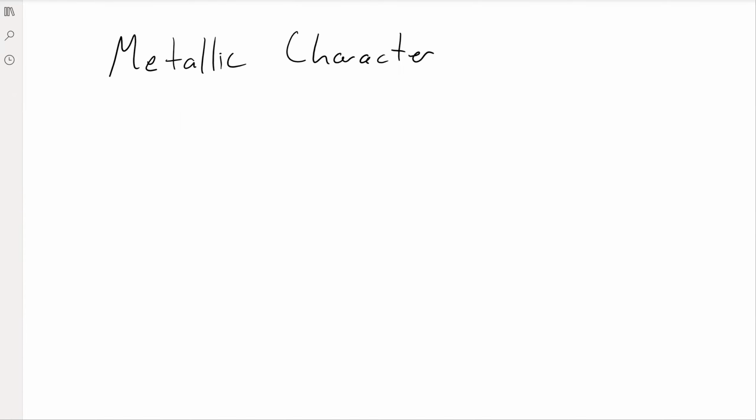Right. Next up is metallic character. So you kind of know what a metal looks like, right? It's shiny. Generally, it's malleable. You can turn it into sheets. You can turn it into wires, like copper wires, that kind of thing. Another big trend of metallic compounds is that they conduct electricity.